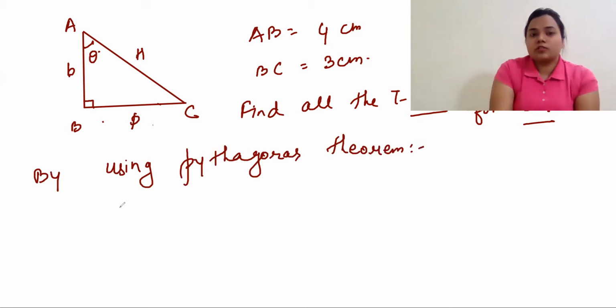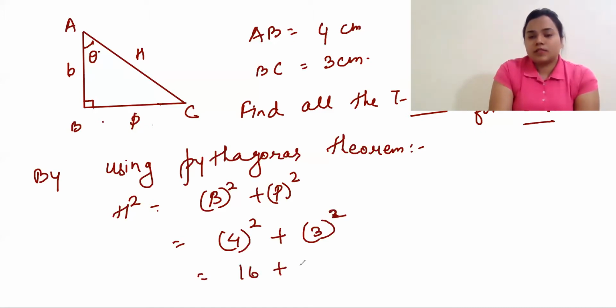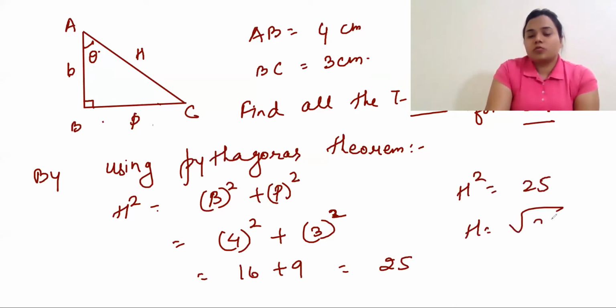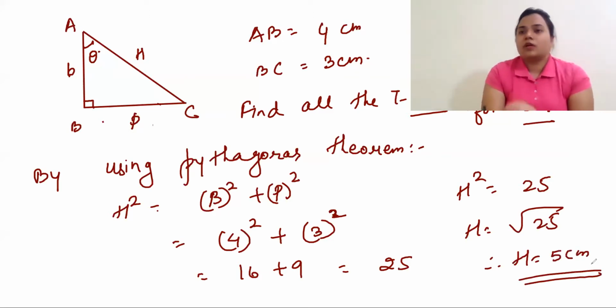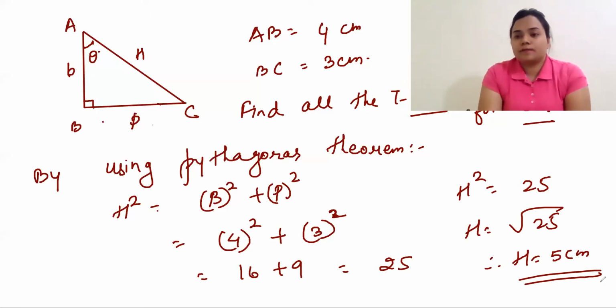By using Pythagoras theorem, h square is equal to b square plus p square. AB is 4 centimeter, plus BC is 3 centimeter. So 16 plus 9 is equal to 25. So h square is 25. H is equal to root 25. Therefore, h is equal to 5 centimeter. We got our H. Now we will write all the T ratios.